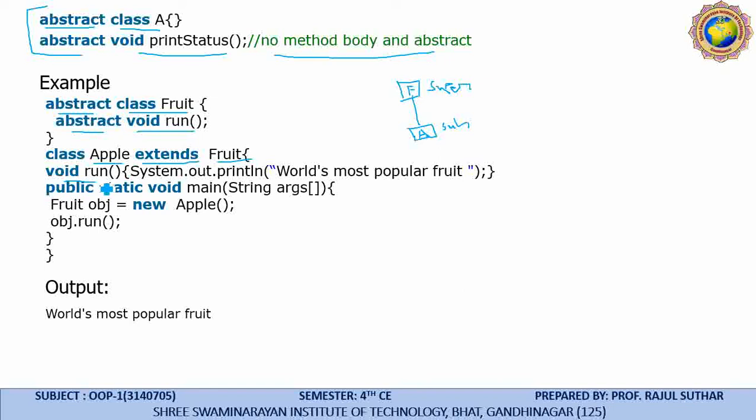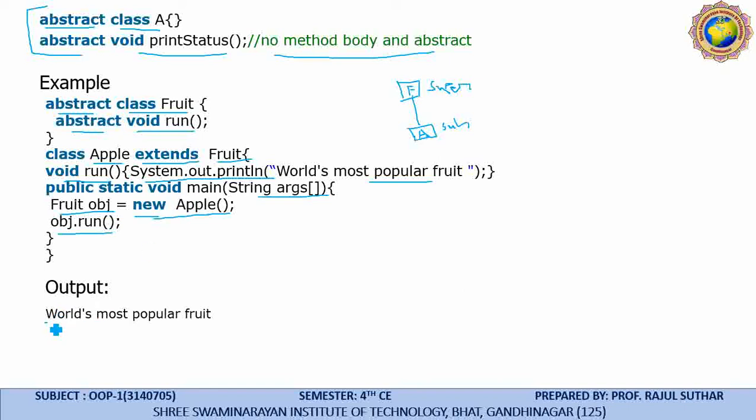Here the void run method is used. We have written it with a body like "world most popular fruit". Whatever message you want, you can write here. Public static void main, String argument, as fruit object. Here an object is created for an apple, so the fruit object is created by using the new keyword. New is used to initialize the memory. So object dot run, you can run the particular object.